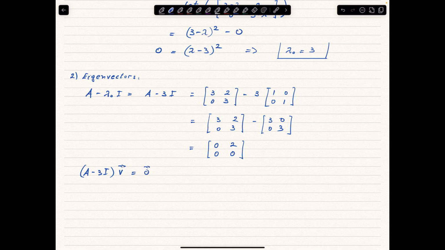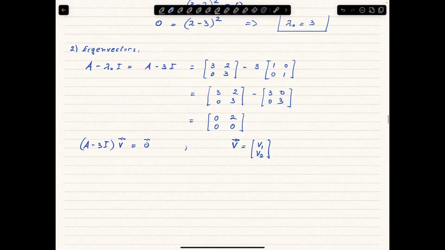And we are going to write it in components. So we are going to use the vector v as v1, v2, and we need to find v1 and v2. Recall that this equation does not determine the magnitude of the vector, so we are not going to have both components. We are going to have one in terms of the other, because if v is an eigenvector, a multiple of v is also an eigenvector. Recall that.